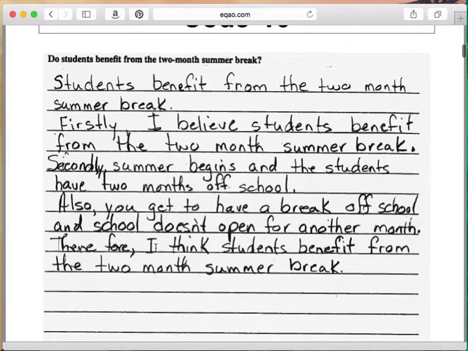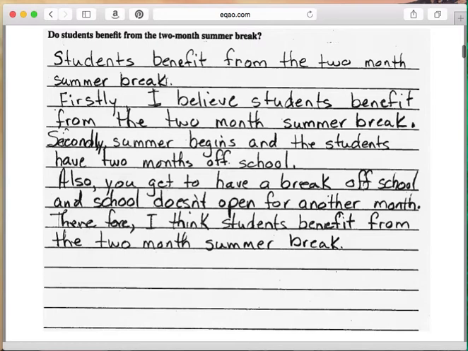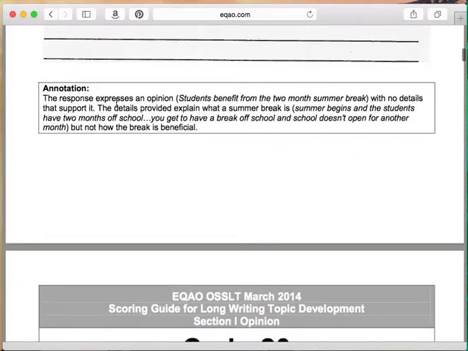This is a code 10. EQAO wants you to fill 2 pages with your writing. As you can see, this student did not do that. This isn't even really a paragraph. This is kind of a statement of opinion, and it looks like they have 1 paragraph written there. In each case, they provide an annotation, so they're happy that this student did express an opinion, but they were dissatisfied. They said that there were no real details that supported the opinion.